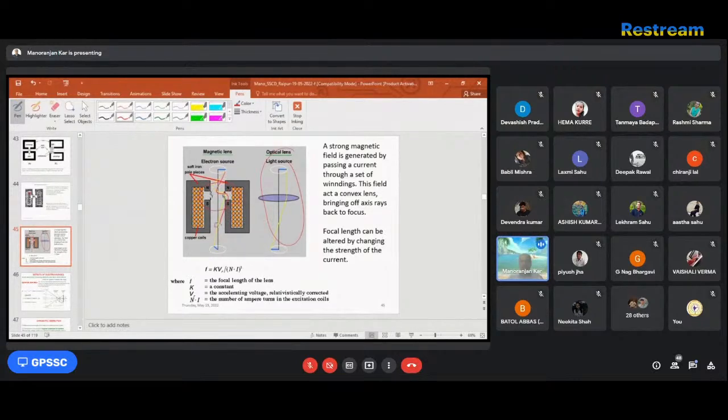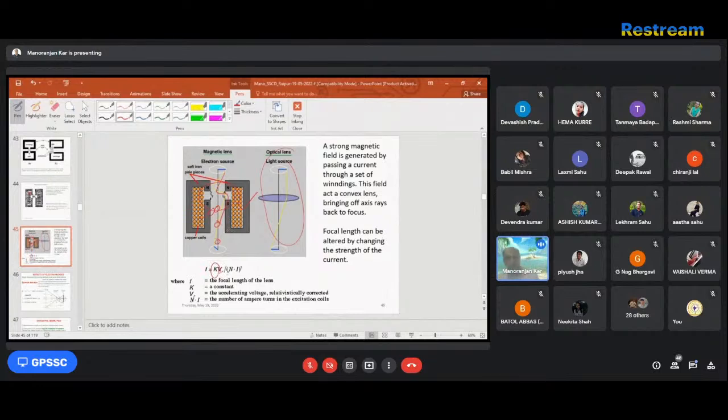Depending upon the magnetic field, focus will be here or here or here. Now you see that same magnet, and with the current and voltage changing, you can change the focal point. So that's what your image can be, having different magnification. Its focal length is f = kV/(Ni)², where f is the focal length of the lens.